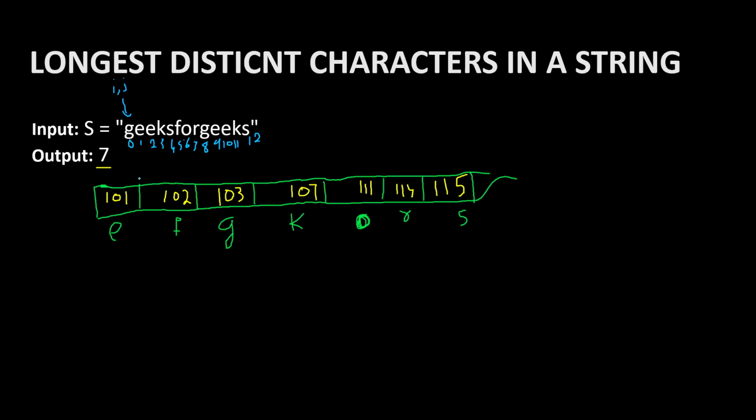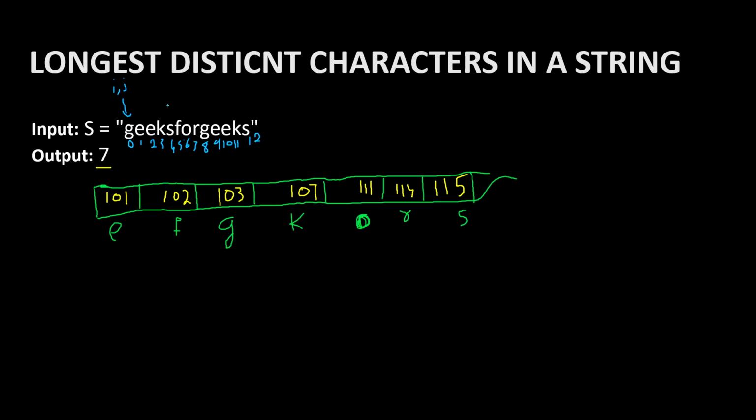To find the unique distinct characters, we take I and J initially at index 0, and we'll be iterating using the J index. The J index can be treated as the right side and the I index as the left side index, and right side minus left side index will give us the total length.